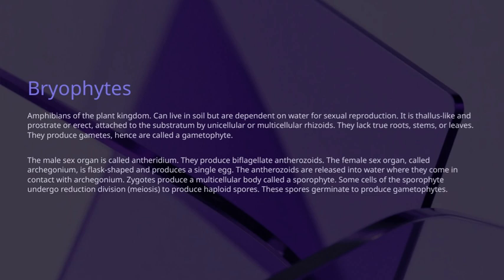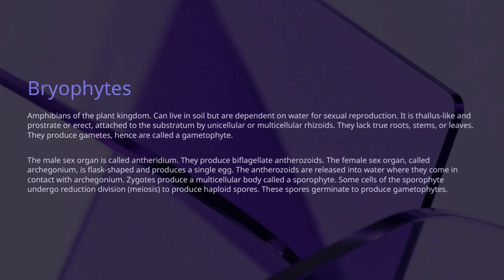This process results in the formation of a zygote, which then develops into a multicellular body called a sporophyte. Some cells of the sporophyte undergo reduction division, or meiosis, to produce haploid spores. These spores can germinate and grow into new gametophytes, continuing the life cycle.